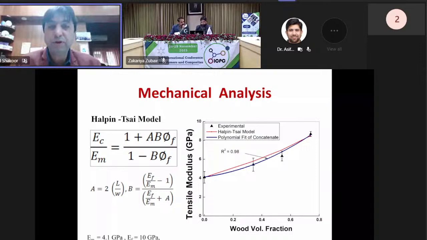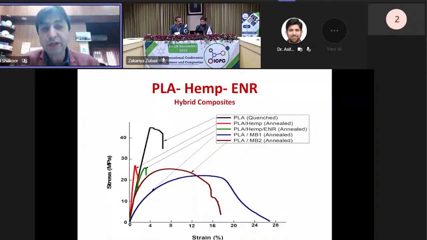Then we looked to develop a hybrid biocomposite of PLA, hemp fiber, a natural fiber, and ENR. Because of that, the ductility, or toughness, was slightly improved. Based on that, we also saw an increase in the heat distortion temperature and improved damping capability of the material. This was a significant improvement, and it was published.